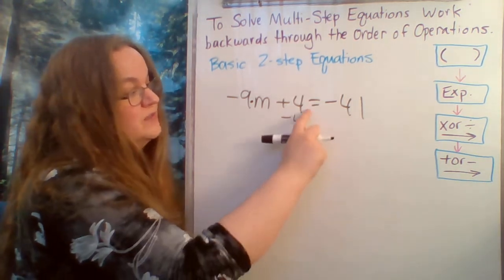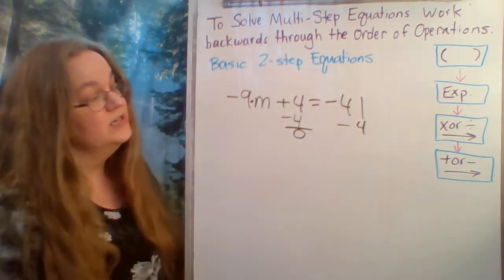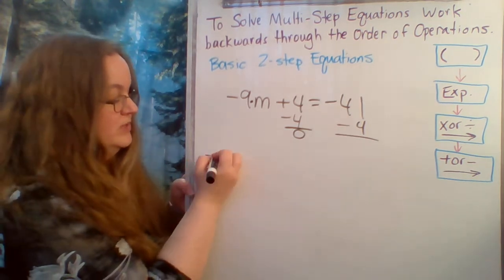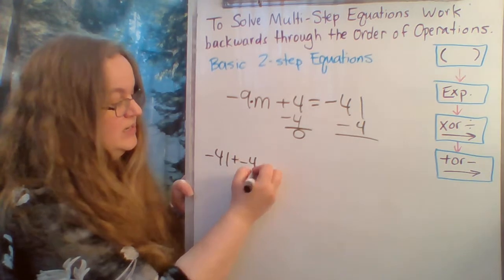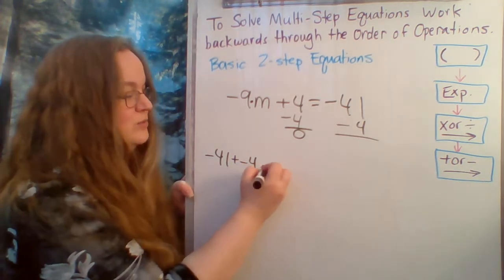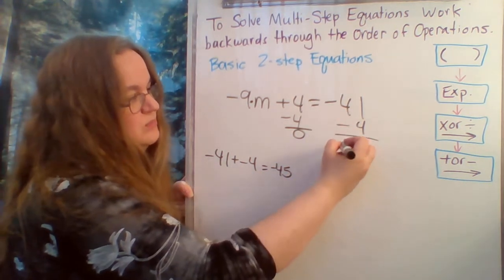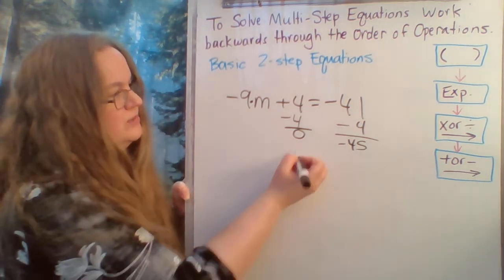So to get rid of plus 4, I have to do the opposite of adding 4, which is subtracting 4. If I have $4 and I spend $4, I have nada. So I'm subtracting 4 from negative 41. Remember, with negative numbers, subtracting a positive number is the same as adding a negative number. So this is like negative 41 plus negative 4, which is negative 45. When I'm subtracting, I'm actually getting more negatives. So that's negative 45, and I've gotten rid of this.